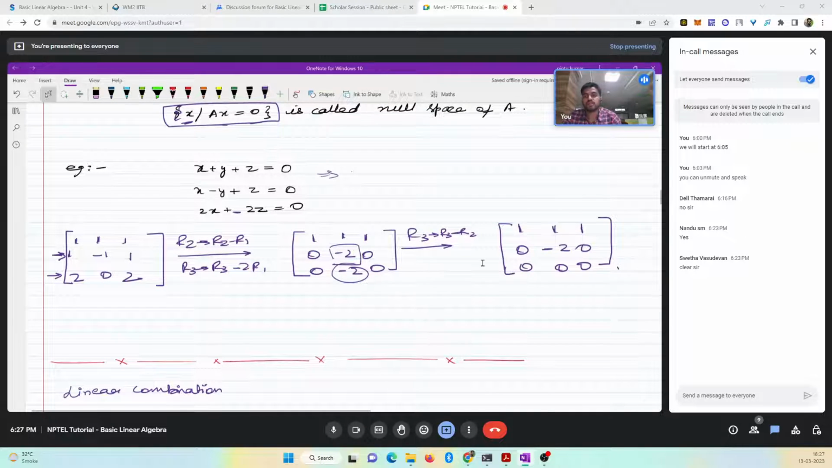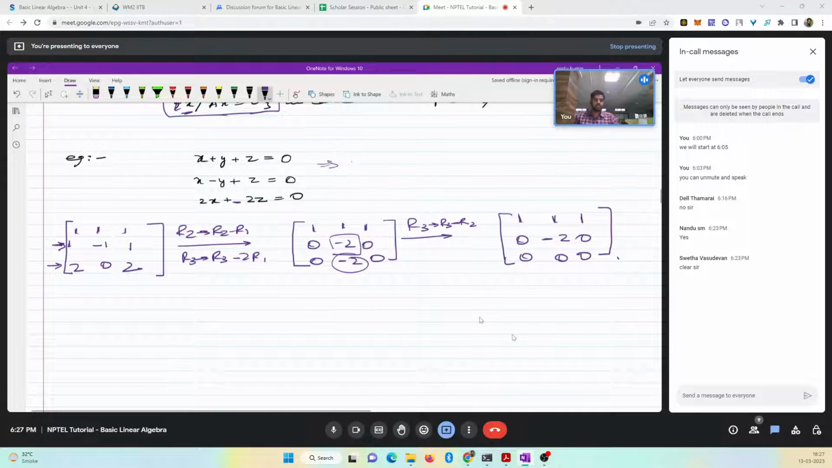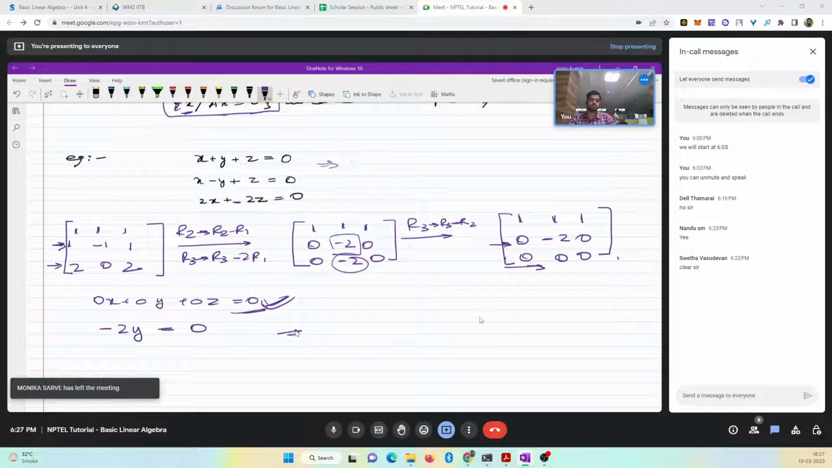Now we want to write the solution for this. Let's begin from the bottom row, where all the entries are 0. This gives us 0x plus 0y plus 0z equal to 0. This does not make sense, it is of no use, so we'll skip it and move to the second row. This says that 2 times y is equal to 0. This means that y is equal to 0, right?